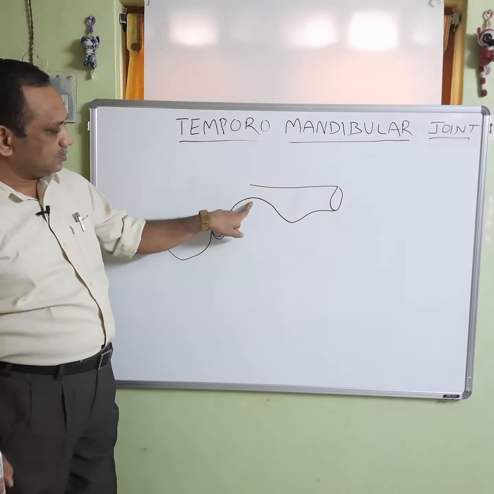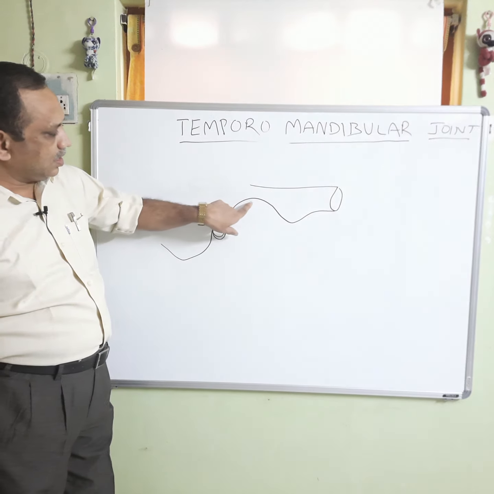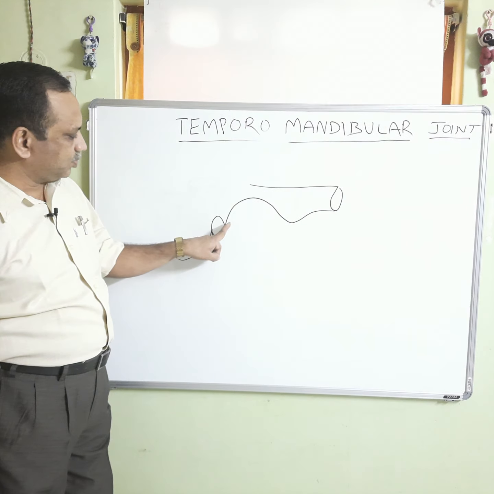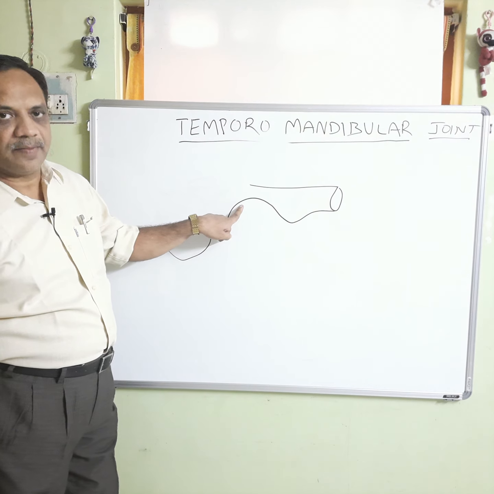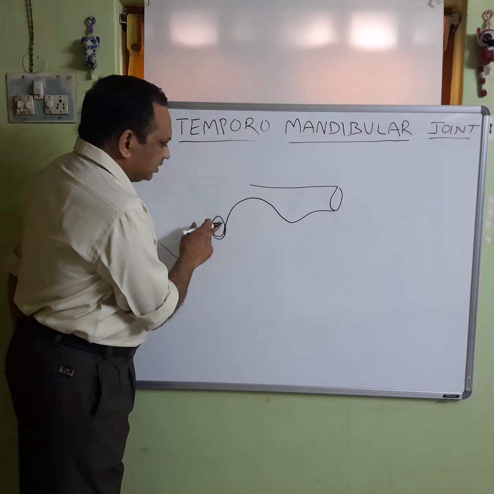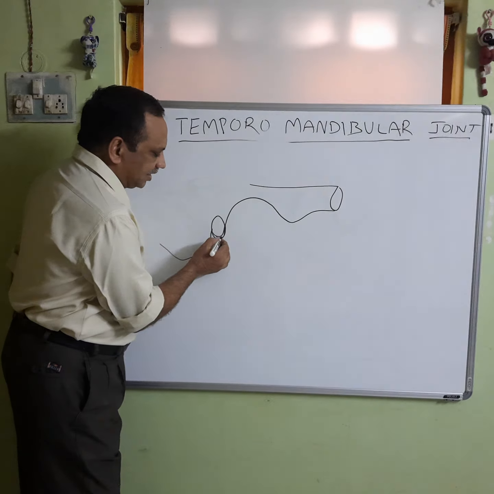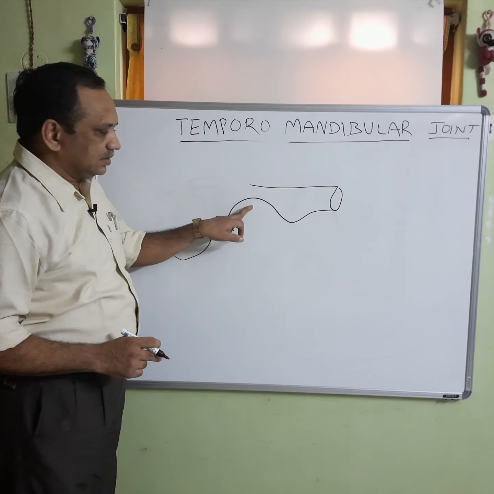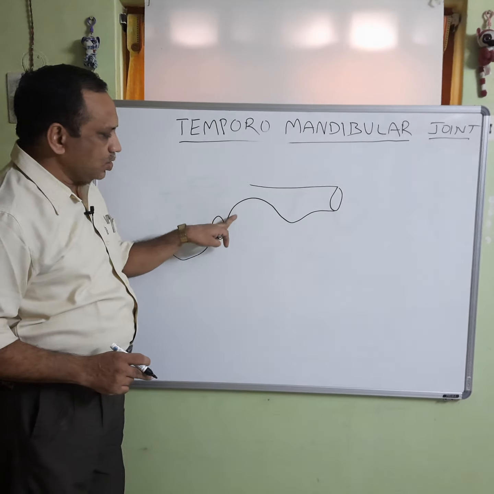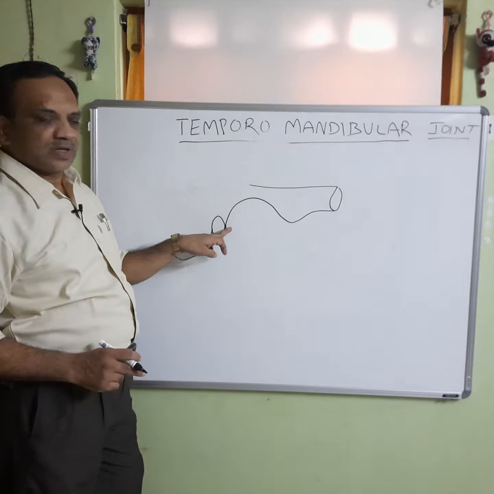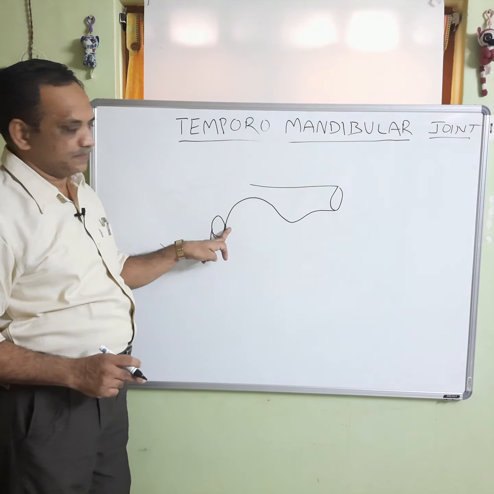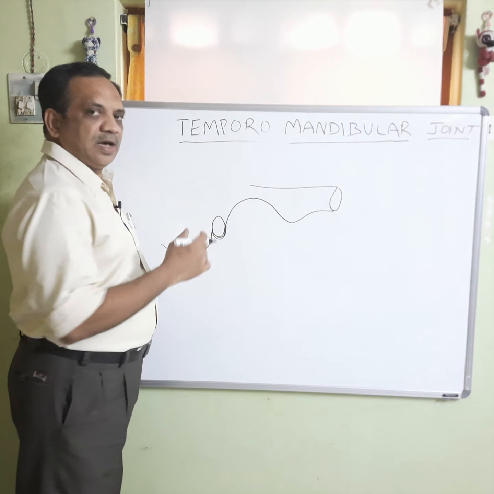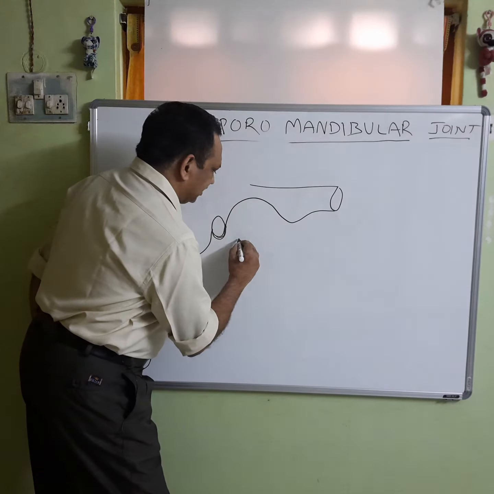Then the mandibular fossa has an anterior articular part and a posterior non-articular part, and it is separated from the external acoustic meatus by the squamotympanic fissure. So, a squamotympanic fissure is present here. So, these are the parts of the mandibular fossa. Now, the mandibular condyle fits here like this.